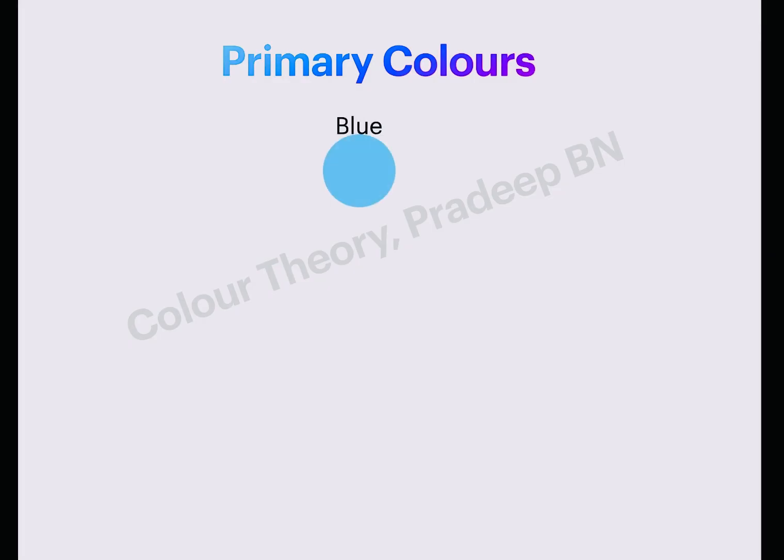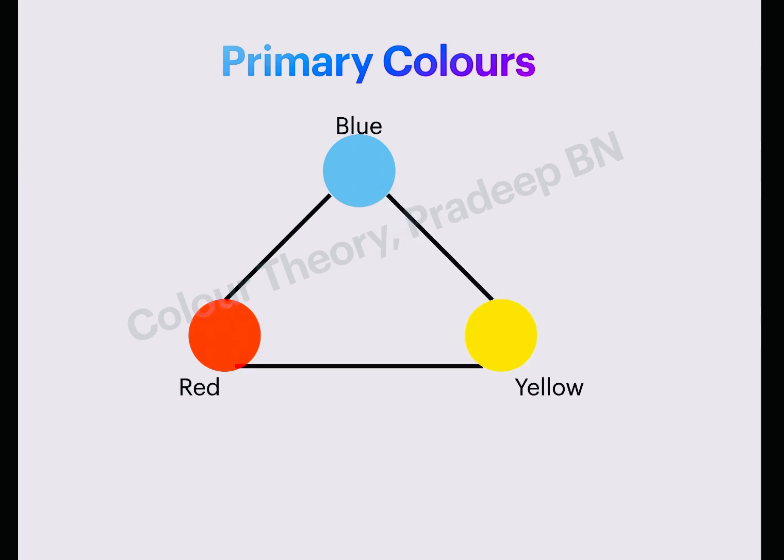Guys, let us try to understand what are primary colors. So primary colors are those colors which cannot be created nor destroyed, and through primary colors we can make a number of colors. So the primary colors are blue, red and yellow. So these are the three primary colors.